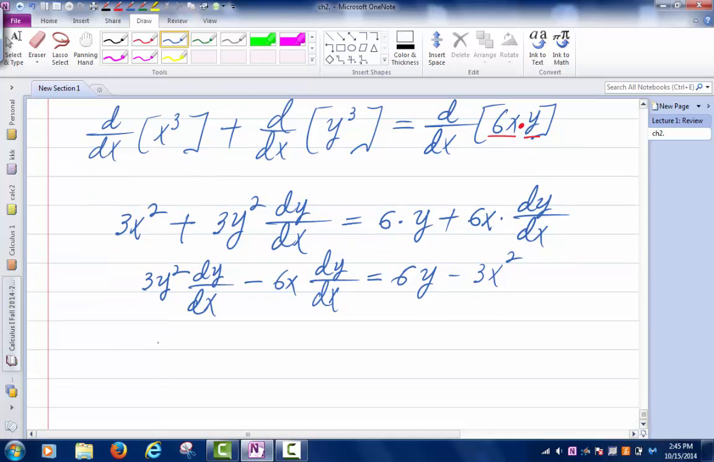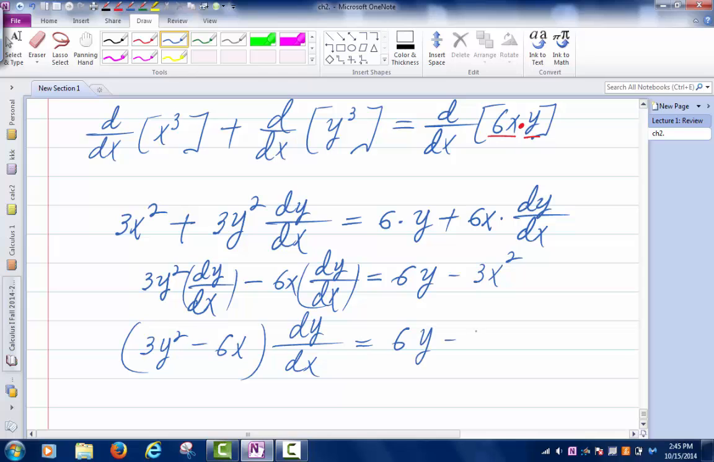All right, so what do I do? I have to factor out dy dx, right? So I have dy dx here, dy dx here. I have to factor that out. What do I get? 3y squared minus 6x times dy dx. You agree with that? And then I get 6y minus 3x squared.